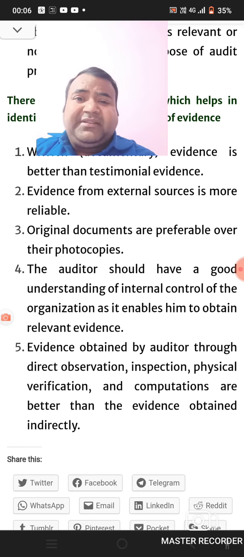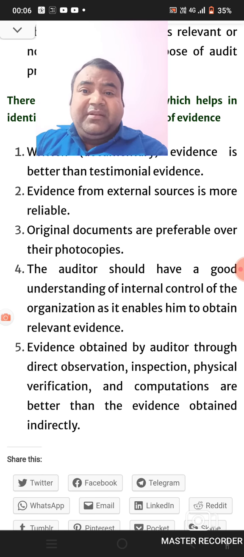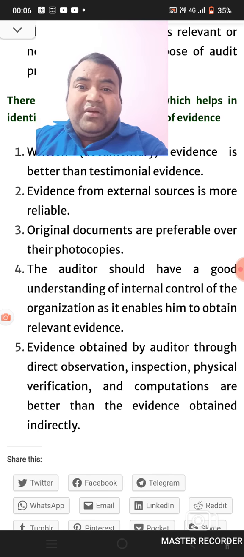And the second one is that evidence from external sources is more reliable. So whatever evidence has been collected from external sources or from a third party is more reliable, as compared to evidence from internal sources or from the internal team only.